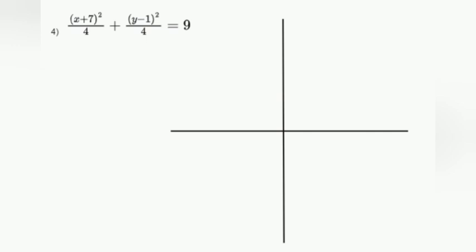Problem 4, both the x's and y's are squared, but the denominators are the same. That means this is going to be a circle. Since it's a circle, we're only going to answer the questions in the circle box. The center of the circle are the numbers next to the x and the y. So it says +7, so x is -7, and it says -1, which means the y is 1.